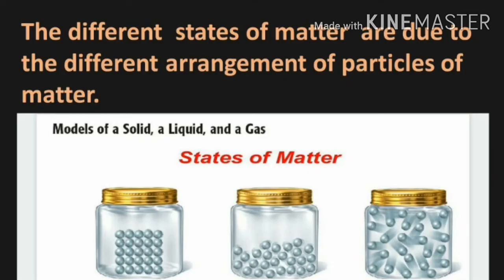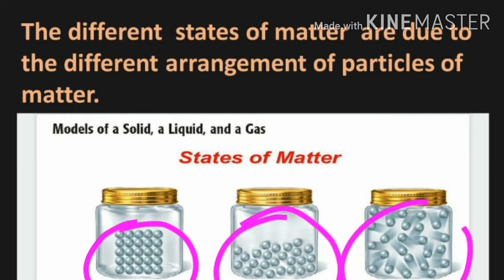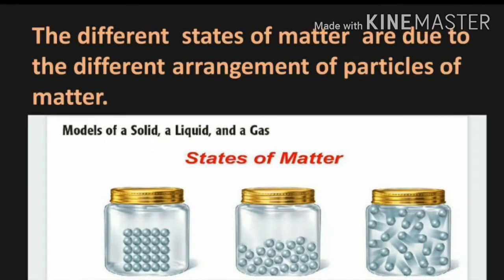As I told you, there are three states of matter, and these three states of matter are due to the different arrangement of particles of matter. And you can see in the picture also, there is an arrangement of particles in the respective matter. Let us learn more about these matter and their properties one by one in detail.